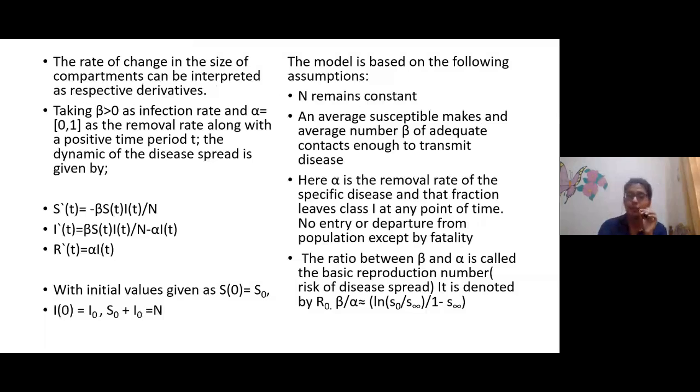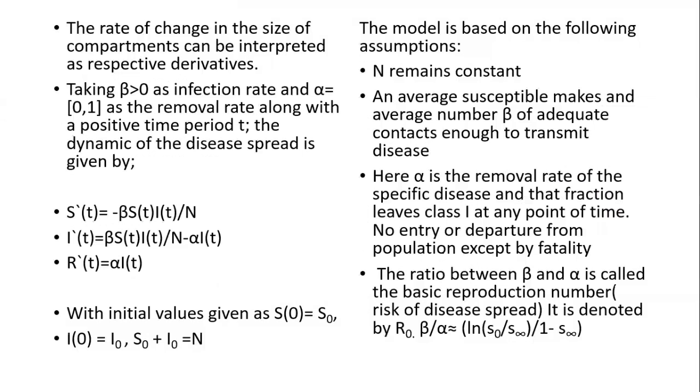So since my model is just looking into augmenting the insurance findings, I'm going with a basic SIR model. The assumptions are pretty basic. The total population remains constant, and an average susceptible makes an average number of beta contacts just adequate enough to transmit the disease. And then alpha is the removal rate from the infected compartment. The ratio between beta and alpha is known as the reproduction rate, which we are well aware of.